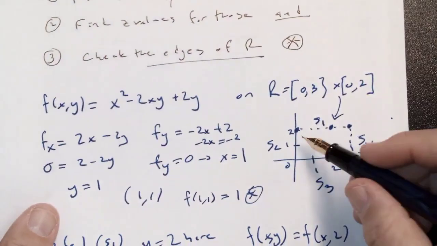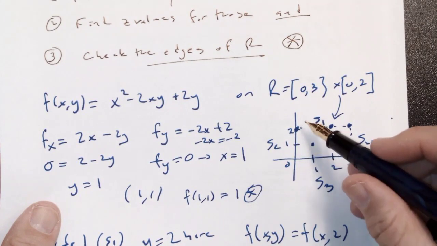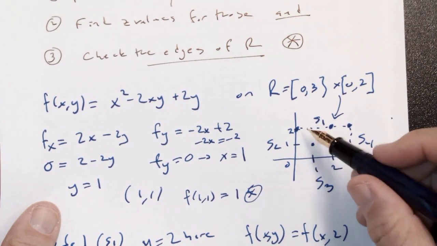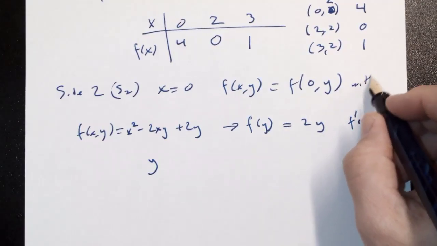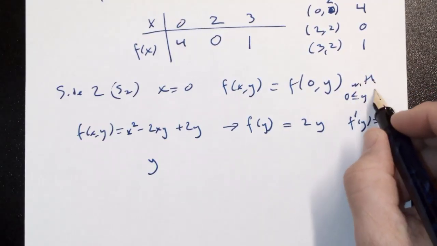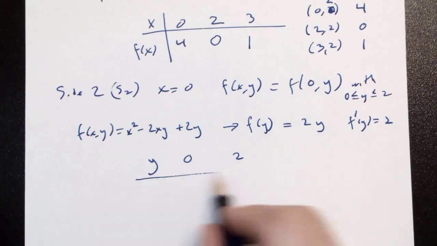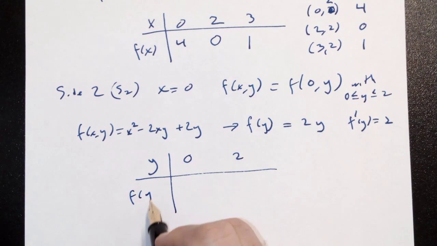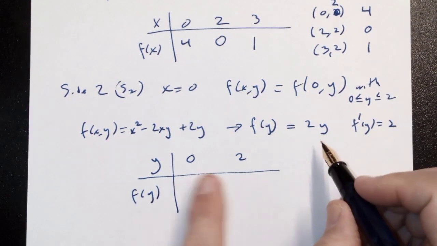Side 2 is here. So the ends are 0 and 2. I didn't write that down up here. I should write that up here, with 0 less than or equal to y less than or equal to 2. Fill in the numbers. That's easy.